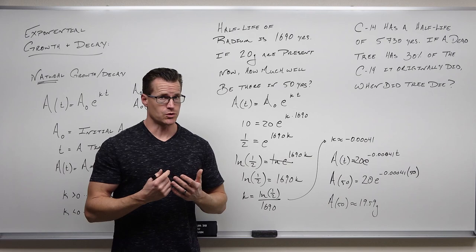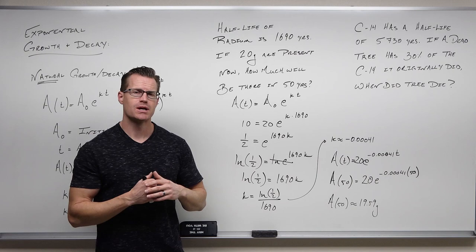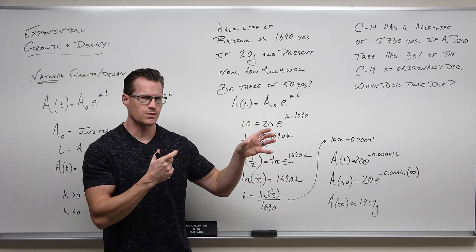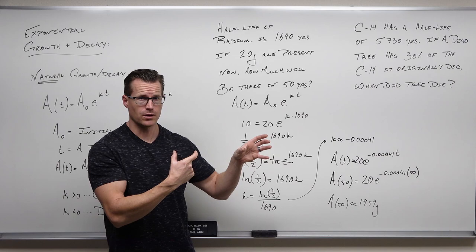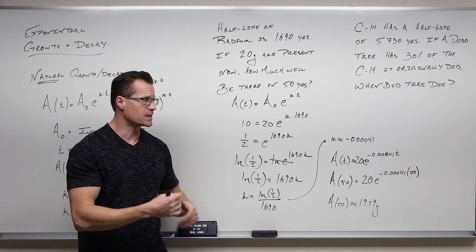Well, that's true. But if you lose half of it in 1690 years, that means that there would be 10 grams left after 1690 years, right? It would take 1690 years to lose 10 grams. Well, 50 years is not even close to 1690, so you're not going to lose very much in that short amount of time. You are losing, it is decreasing, but the rate is very slow. Hope that makes sense to you.